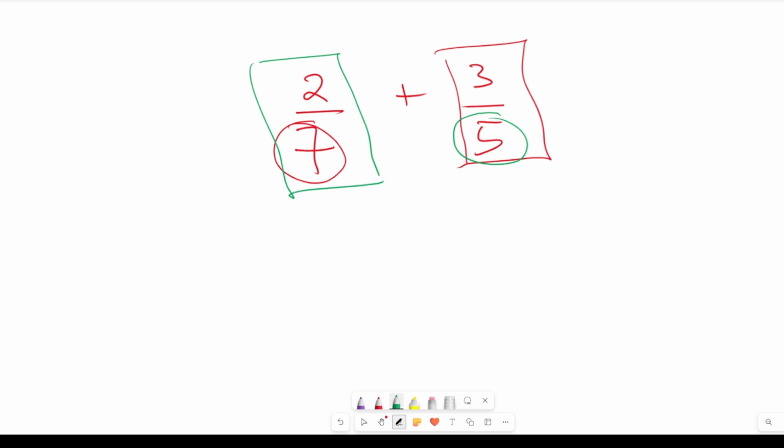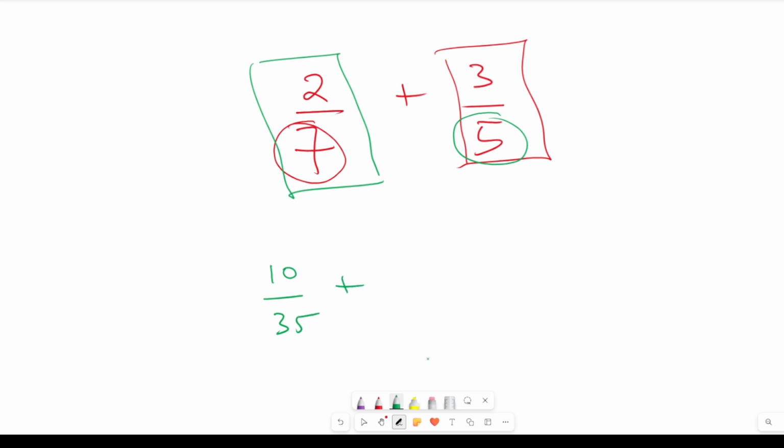You can play back the video and make notes from what I said. Once you do that, you are going to end up getting what we call equivalent fractions. Then it's easy for you to carry on solving it. So first, let me make the green team 10/35 plus.